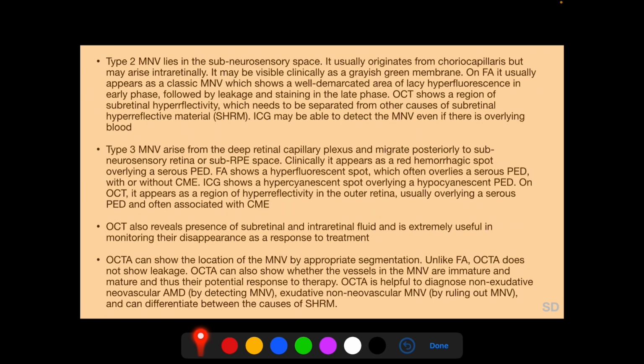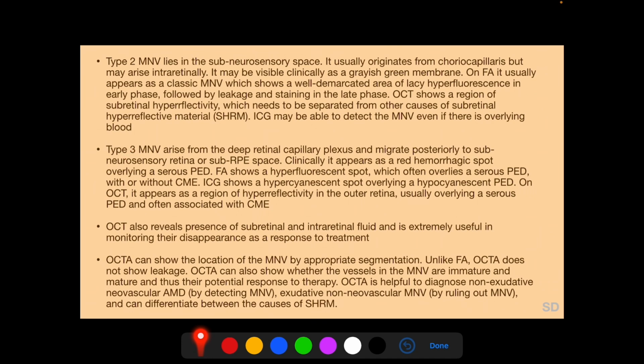Type 2 MNV lies in the subneurosensory space. It usually originates from the choriocapillaris but may arise intraretinally. It may be visible clinically as a grayish-green membrane. On FA, it usually appears as a classic MNV which shows a well-demarcated area of lacy hyperfluorescence in the early phase of the angiogram, followed by leakage and staining in the late phase. OCT shows a region of subretinal hyperreflectivity which needs to be separated from other causes of subretinal hyperreflective material. ICG may be able to detect a type 2 MNV with overlying blood.